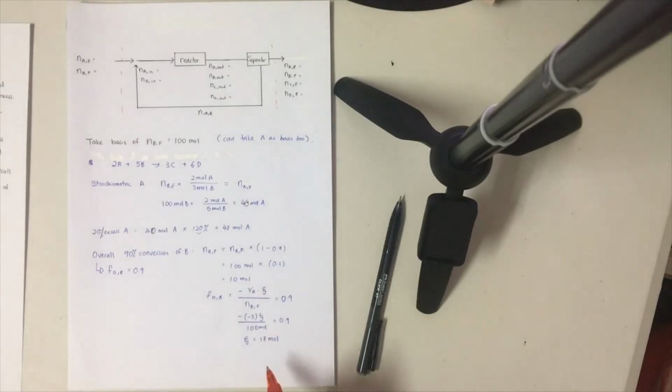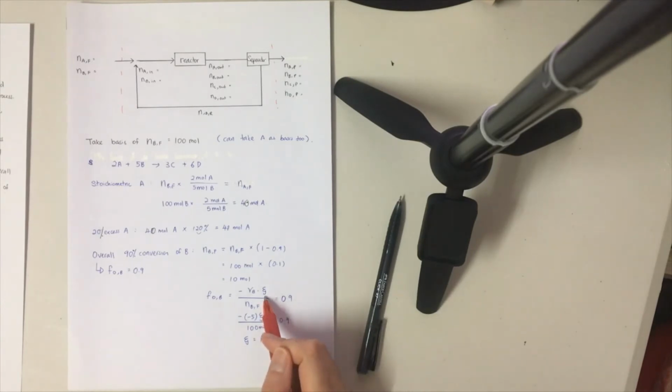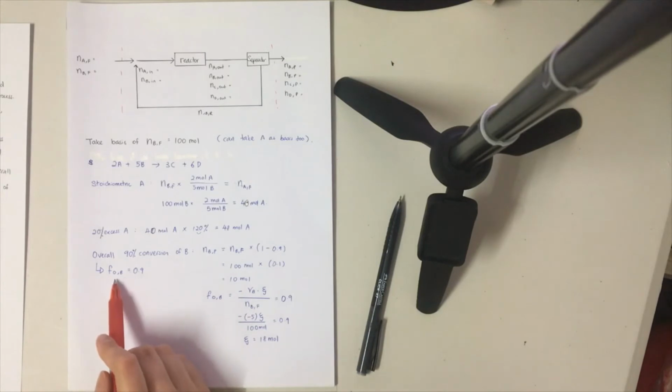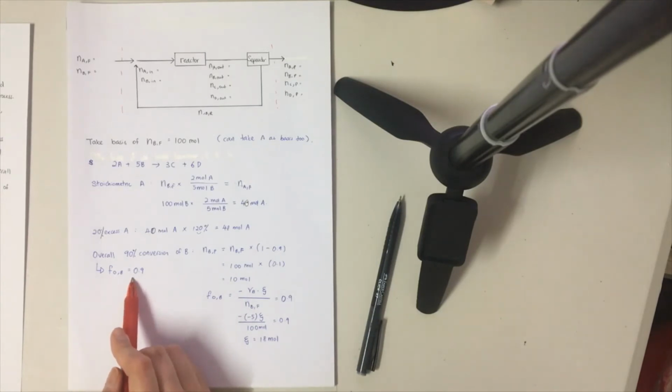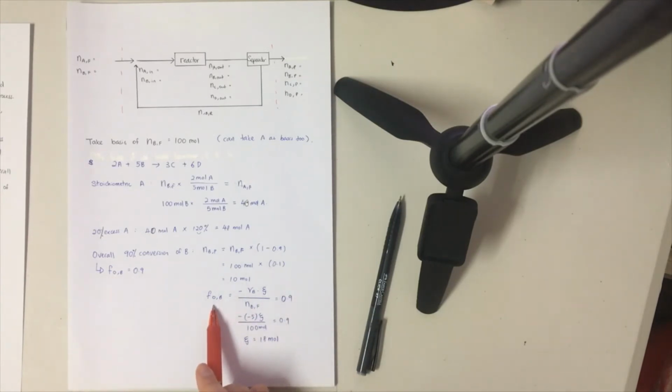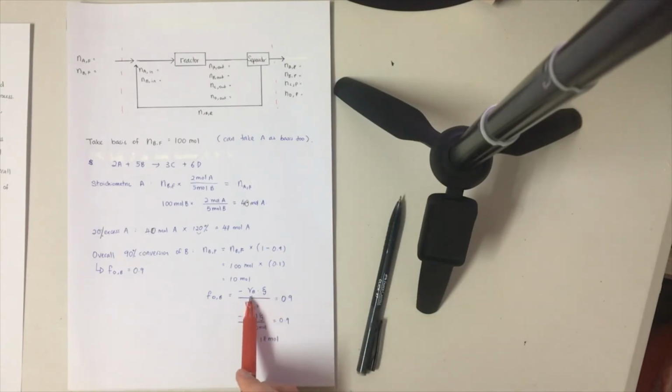Then we will need to find the extent of reaction to continue our process, since we are given the overall conversion of B. So the conversion is equal to negative the stoichiometric coefficient of B multiplied by the extent of reaction divided by the number of moles of B in the feed, which is 0.9. Substitute the values in and we get the extent of reaction to be 18 moles.